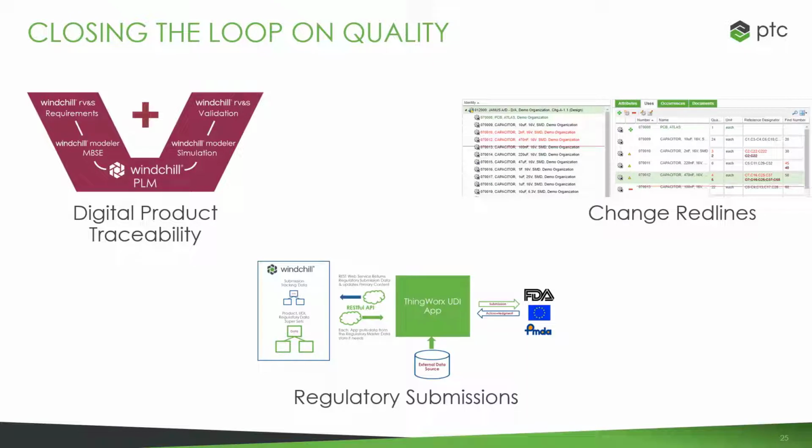PTC's commitment to closing the loop on quality includes digital product traceability, eliminating problems earlier in the life cycle, delivering enterprise access and collaboration on requirements and MBSE, standards traceability for ISO 26262, DO 178, 254, and others. Changes to redlines, improved understanding of plan changes, and enabling out-of-order changes. And lastly, the regulatory submissions that allow us to keep pace with regulatory requirements and easily scale to different submission needs.